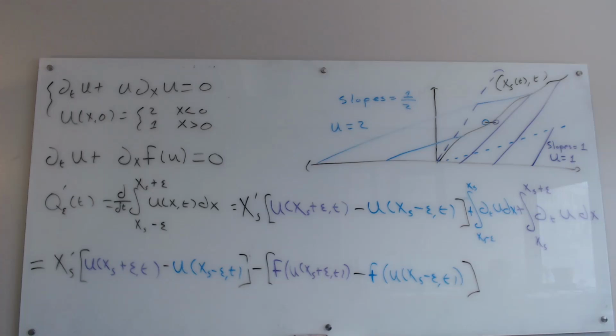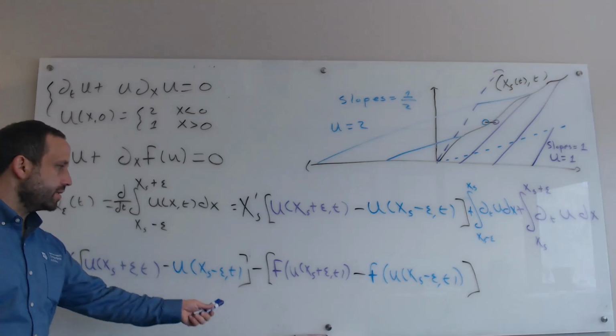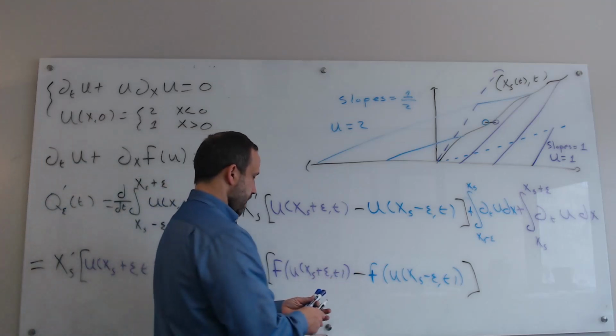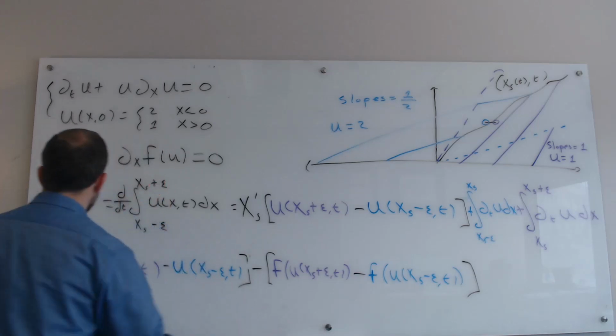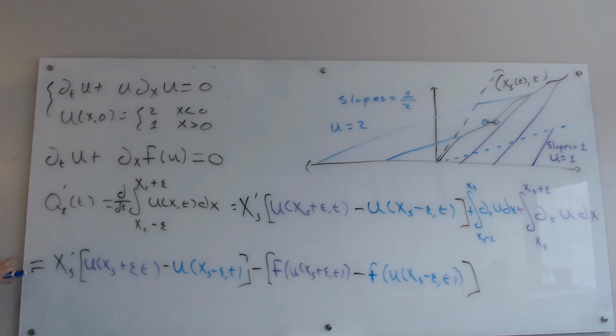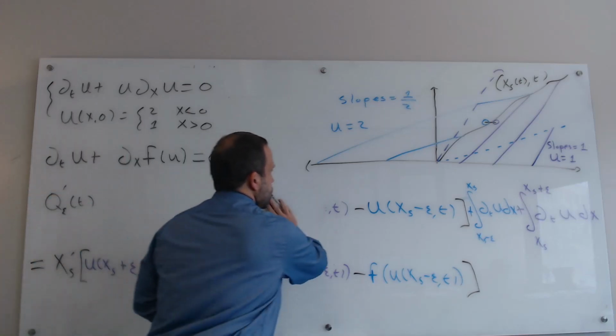Okay, so overall what this equation reads is q epsilon prime is equal to xs prime times u of xs plus epsilon t minus u of xs minus epsilon t, minus this thing here. And yeah, that's right. So in other words, I can solve this for xs. So I'm going to do that now. If I imagine the q epsilon prime t being here, I'm going to solve this for xs prime. And when I do that, I'm going to get the following.